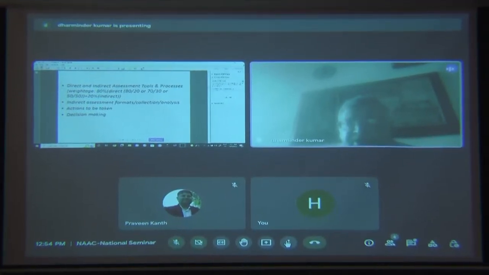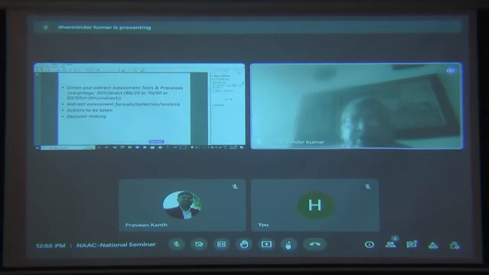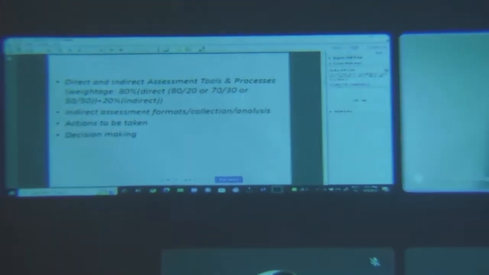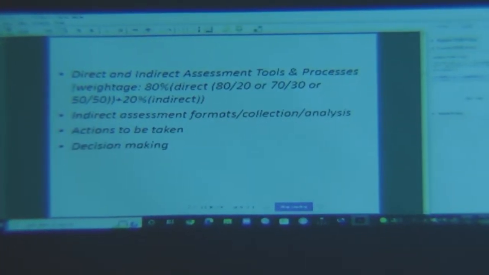In today's seminar, through various academic experts, you might have understood by now the meaning of direct and indirect assessment methods and processes. So normally we have to use both, but you have to devise a mechanism of how much weightage you give to direct methods and how much to indirect methods. In some cases 80-20 and in some cases 70-30. And sometimes in practicals you give 50-50. So you have to devise the various formats for indirect assessment methods so that you can collect the data. Then based on the assessment, you have to propose the various actions to be taken, which finally helps in effective decision making.